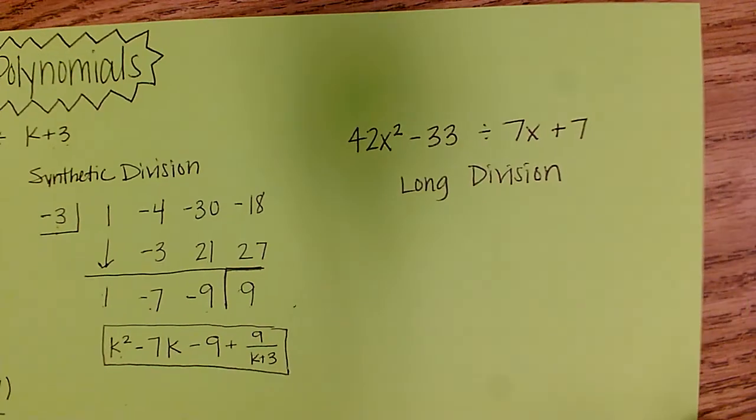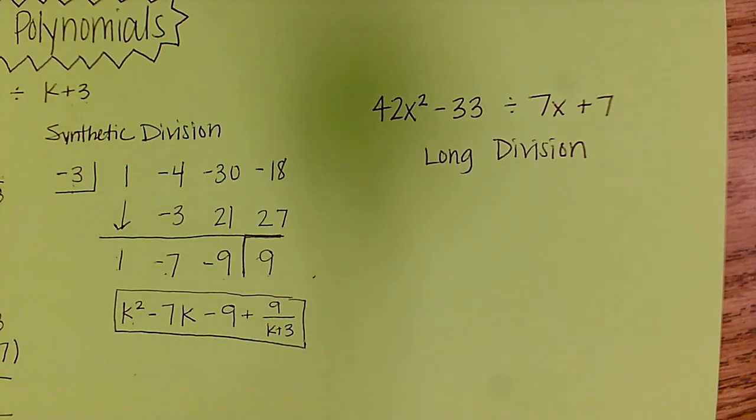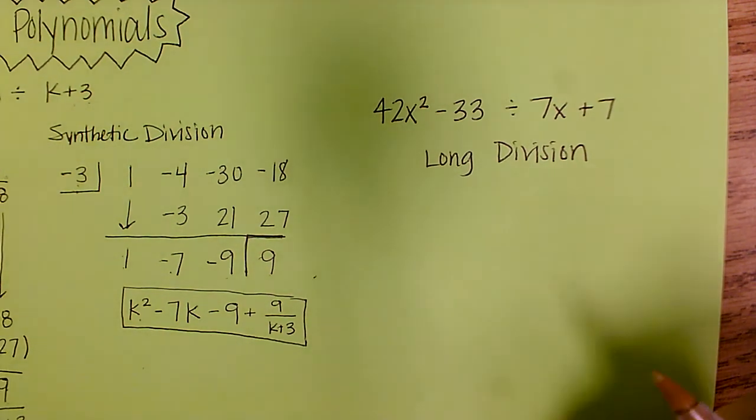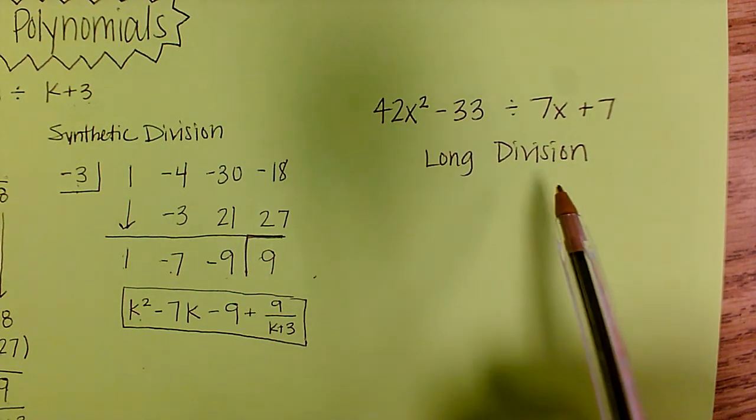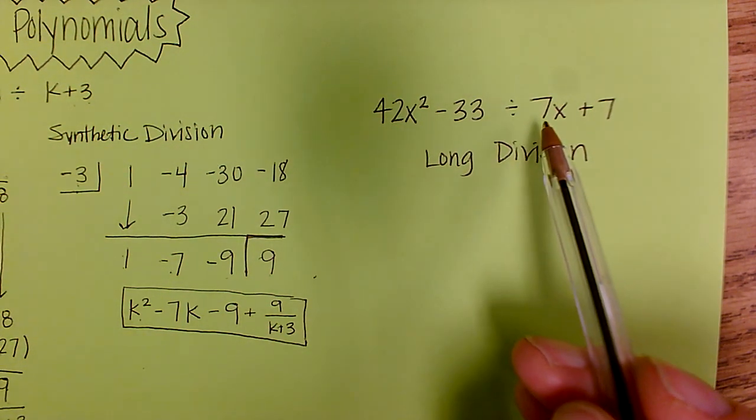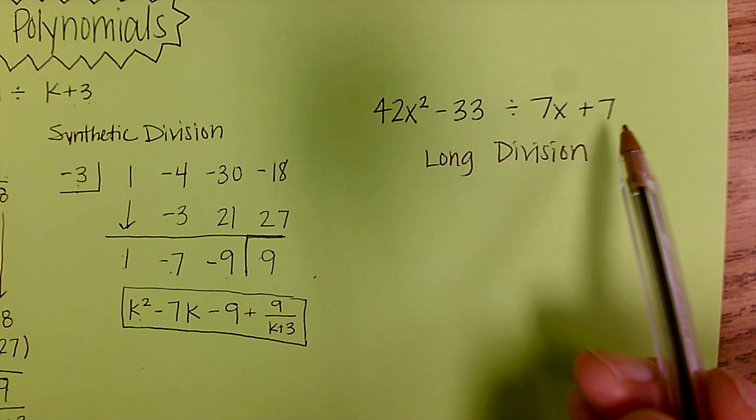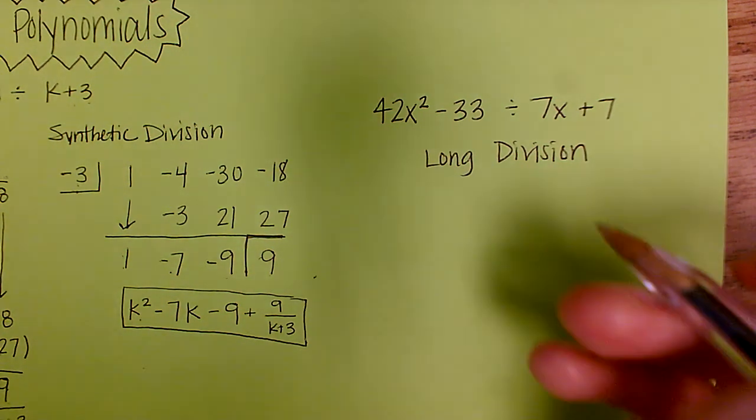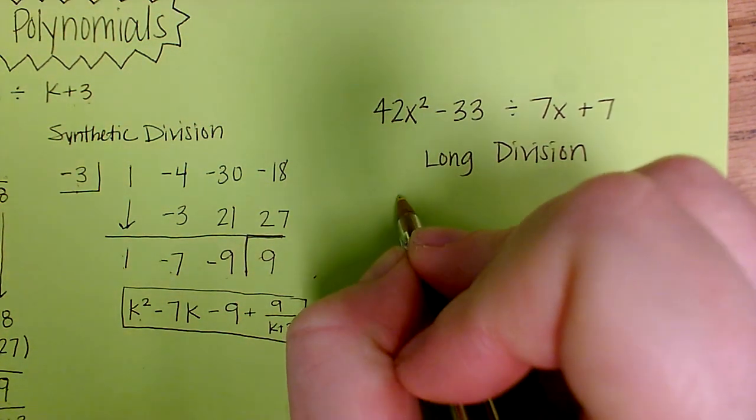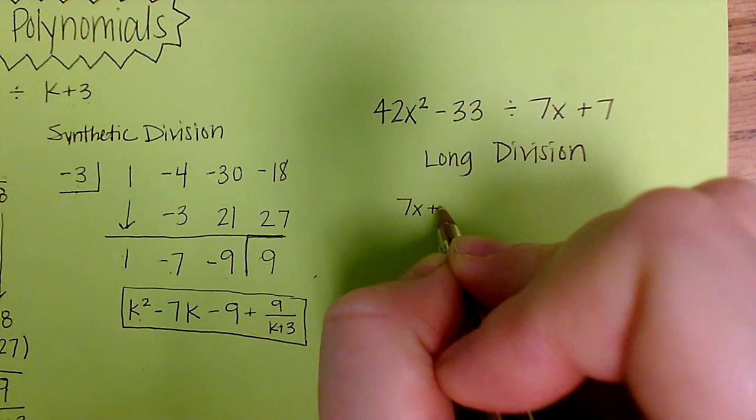Okay, so that's our example number 1. Let's look at another example. Over here we have 42x squared minus 33 divided by 7x plus 7. So first of all, we can only use long division here. This x has a number with it, a coefficient, so we cannot use synthetic division on that. So what we're going to do is we're going to write it out for long division. So 7x plus 7.